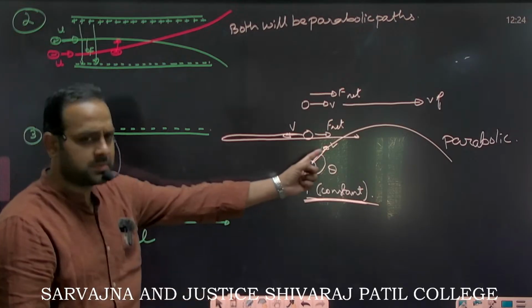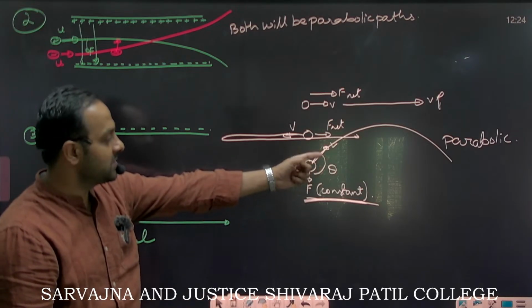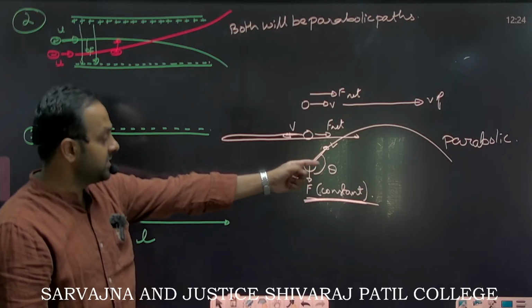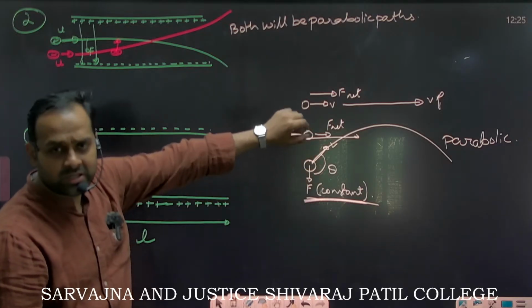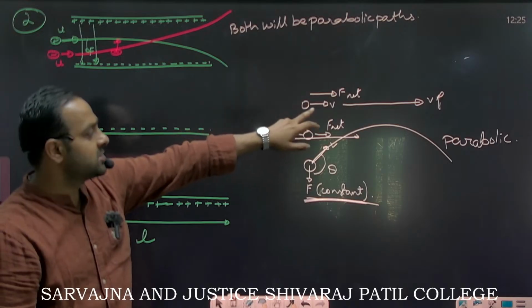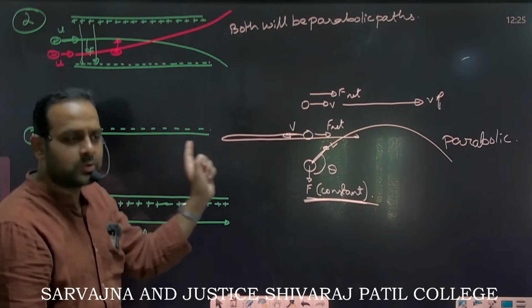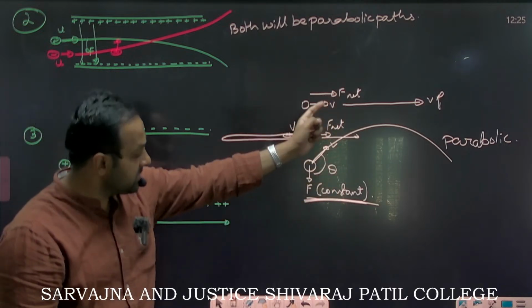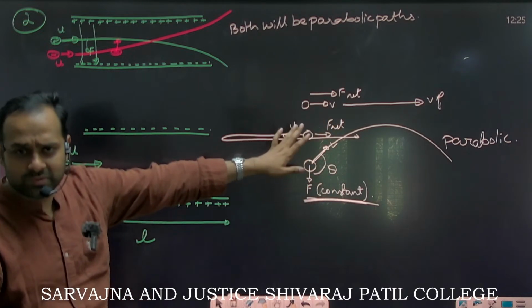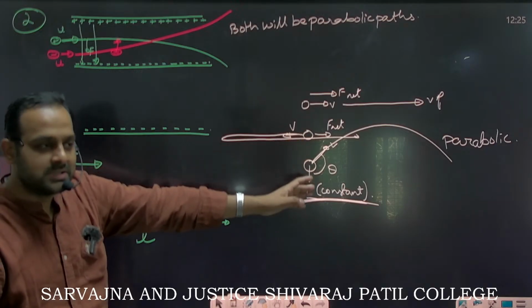No matter what angle it is, even if it is 90 degrees or anything, except for 0 and 180, it takes a parabolic path. What happens at 0 and 180? At 0, it continues in the same direction; at 180, it goes and comes back. All these three I am talking about are for constant force. With a variable force, it changes again.